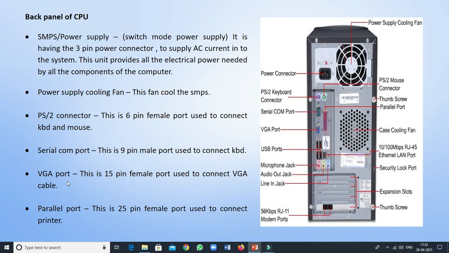And the VGA port is there. This one is your 15-pin female port used for connecting the VGA cable, which is called your monitor cable. And the parallel port is a 25-pin female port used to connect the printer. Clear? So remember the numbers 6, 9, 15 and 25. 6 is for PS2, 9 for serial, then 15 is your VGA, and parallel has 25.